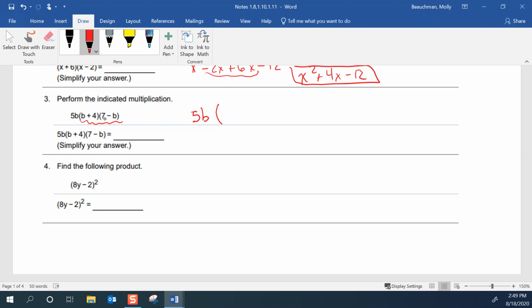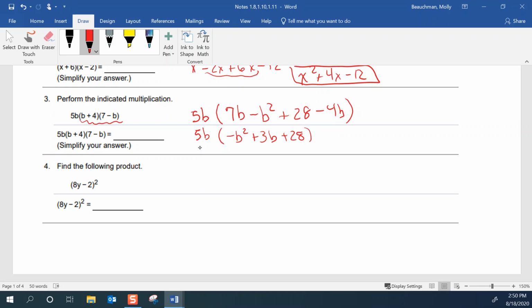I'm going to take b times 7, which is 7b. Then I'm going to take b times negative b, which is minus b squared. Now I'm going to take the 4 times 7, which is 28, 4 times negative b, which is a negative 4b. Add any like terms in here, and I'm also going to put them in descending order. So that means I'm going to put the b squared term first. So I have negative b squared. Then I'm going to add negative 4 plus 7b, I get 3b, plus 28. Okay, so I've got these two multiplied together.